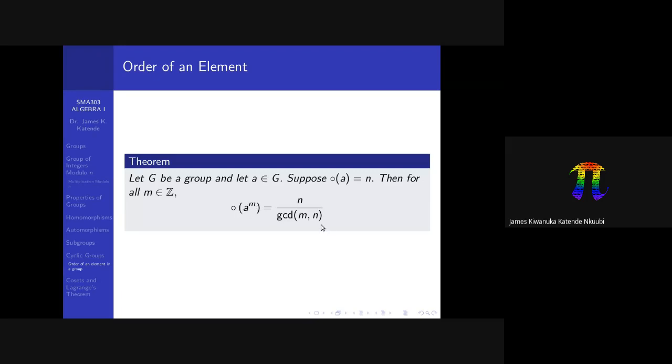Now you will see clearly that the two orders will be equal. The order of A and the order of A raised to M will be equal if the GCD of M and N is equal to what? The only way these two sides will be equal is if what happens? When the GCD of M and N is 1. Yes, that's correct. So keep that in mind. We already proved this, so I will not go through the proof. We were just reviewing the theorem because we may need it in some of what we shall be doing.